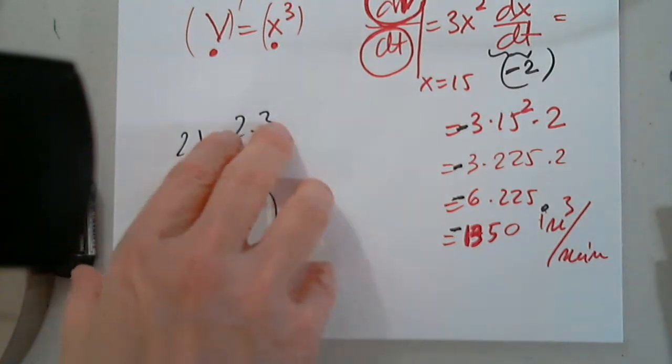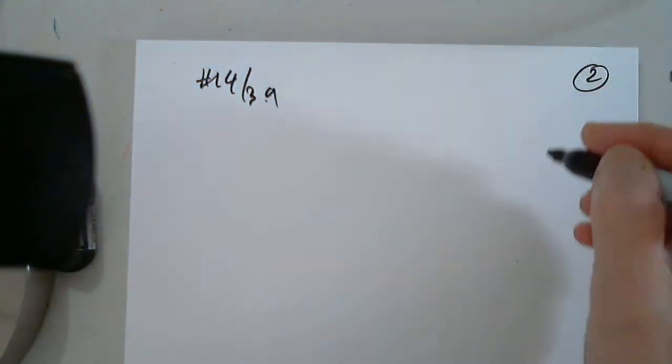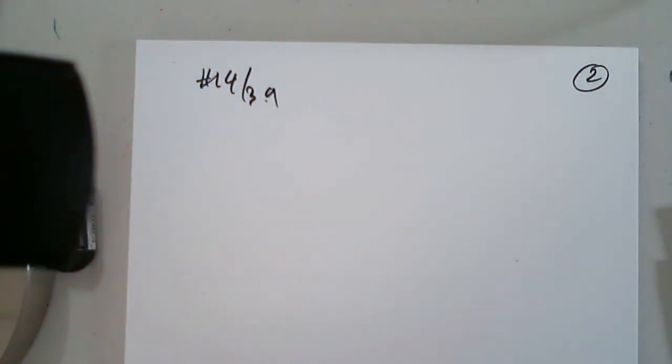Can we do number 14 for the 3.9 exercise set? So you said 14 in 3.9. From where? From the actual chapter book. Very good. Let's take a look at 14.